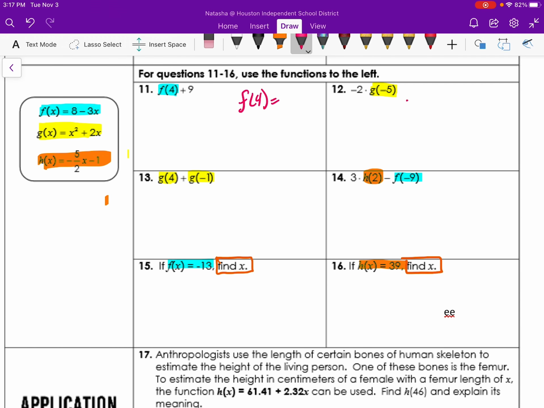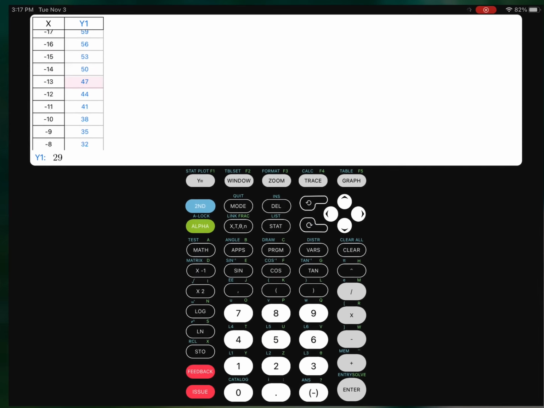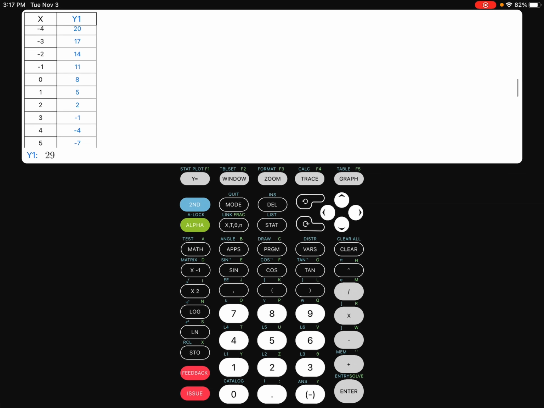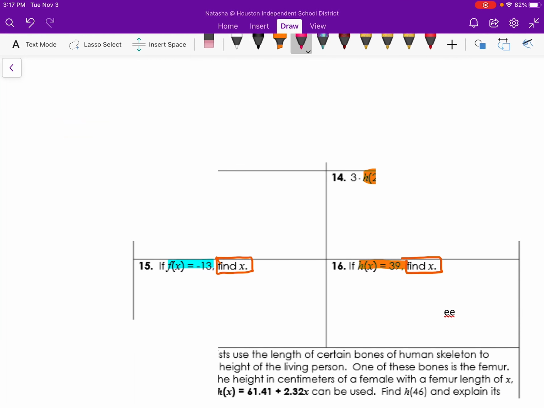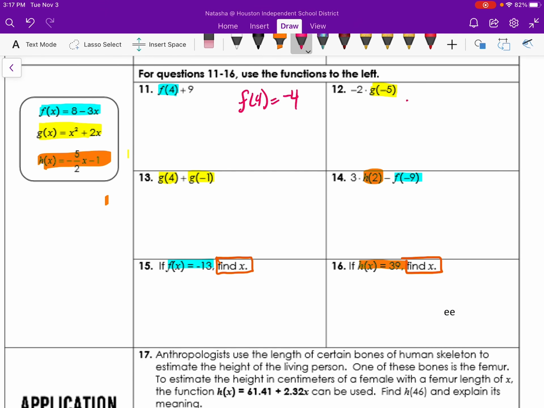So f of 4 is going to be equal to negative 4. Now we could go ahead and solve this one right now because we only have one function. I'm going to take this negative 4 and plug it in for f of 4. So this becomes negative 4, and then we're going to add 9 to that, and that's going to give me positive 5.